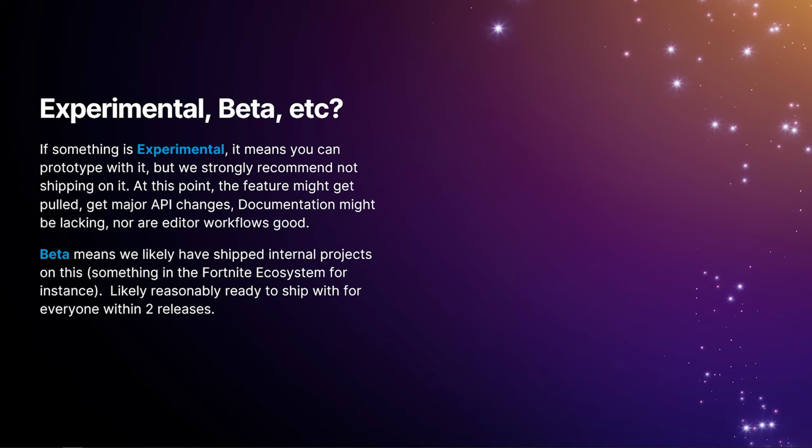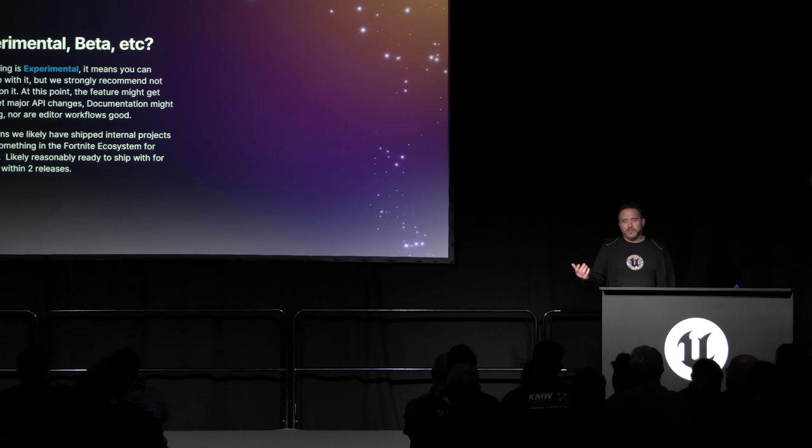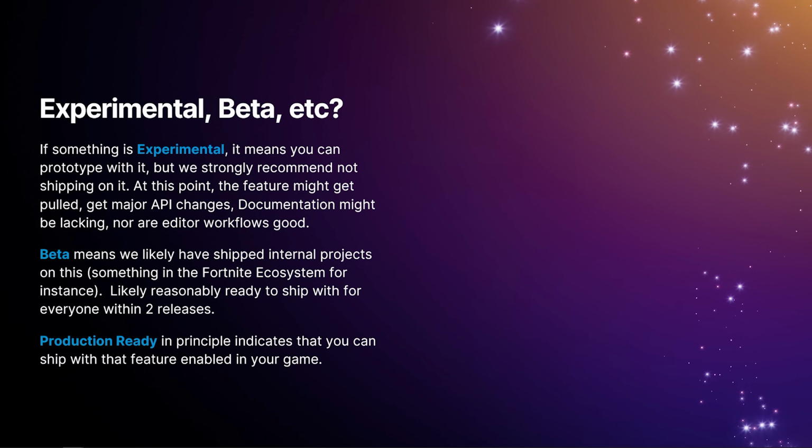Beta for us really means that we have probably shipped internal projects on that, something in Fortnite or so, and it should be ready for people to ship with in about 2 releases, so about a year, maybe 1.5 years. If we then break the API, which we shouldn't at that point, we would be deprecating things if we changed it. So you have time to change your plugins and code to deal with the updated API, right? That's part of beta. And then you have production ready, which we say means you should now be able to ship with that feature in your game completely.